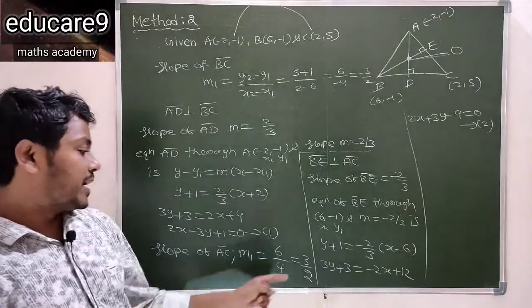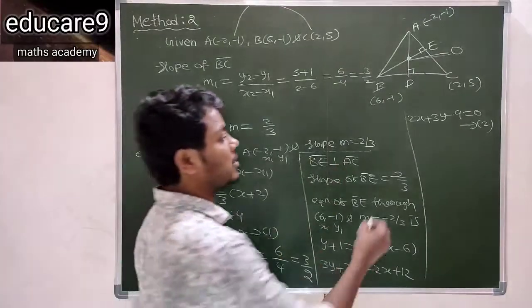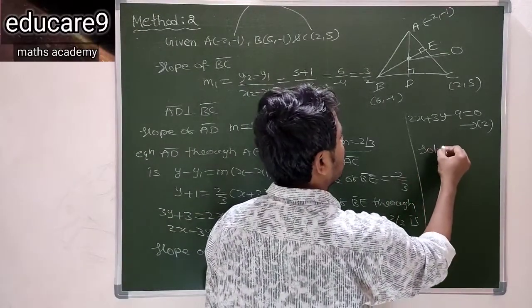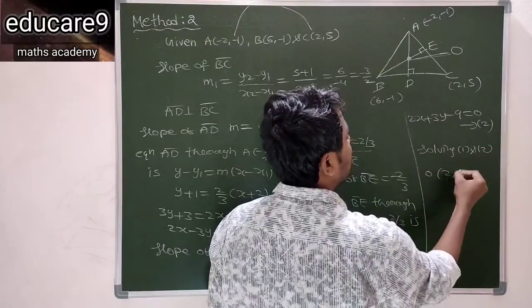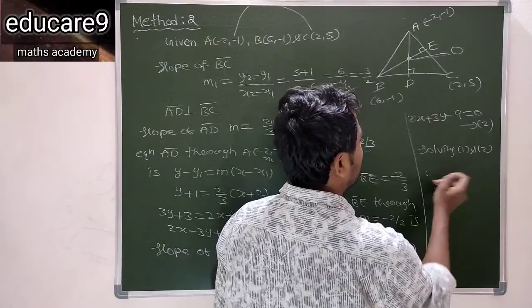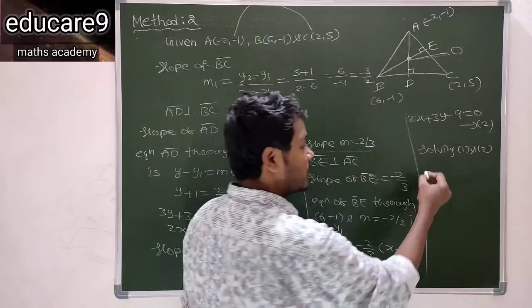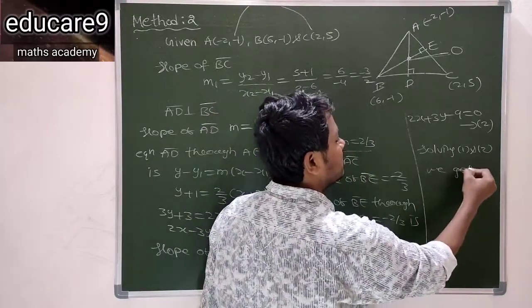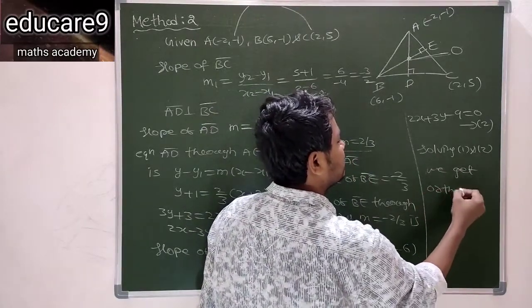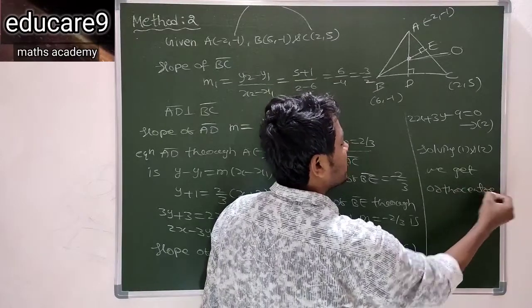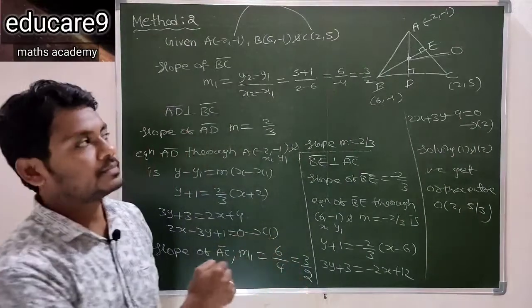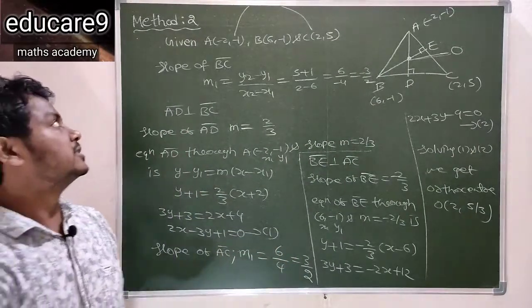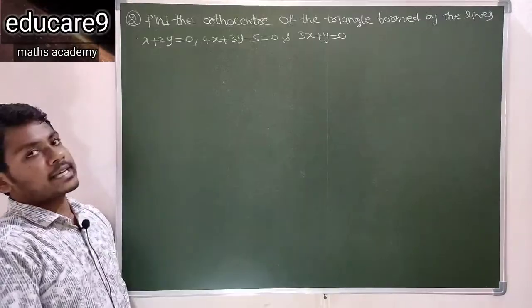Now solving 1 and 2, we will get the same answer. So solving 1 and 2, you get the orthocenter (2, 5/3). Okay, this is method 2.